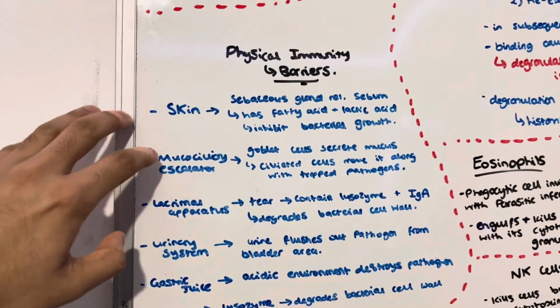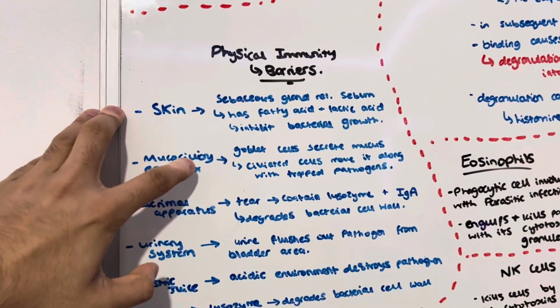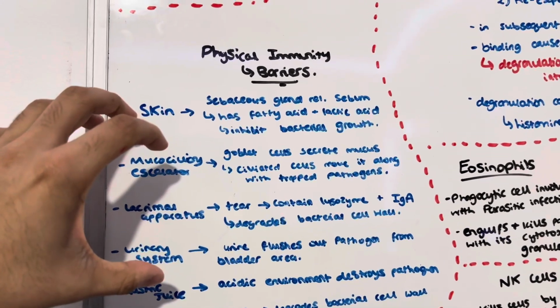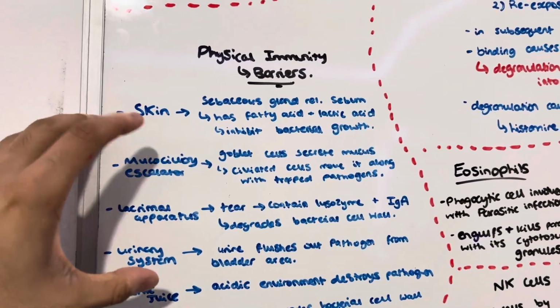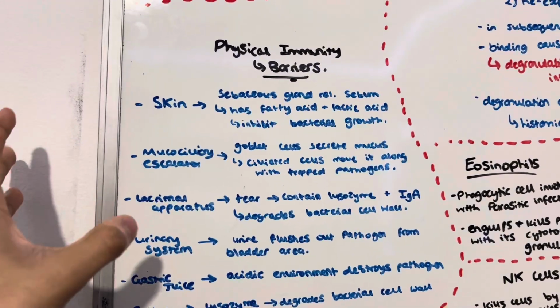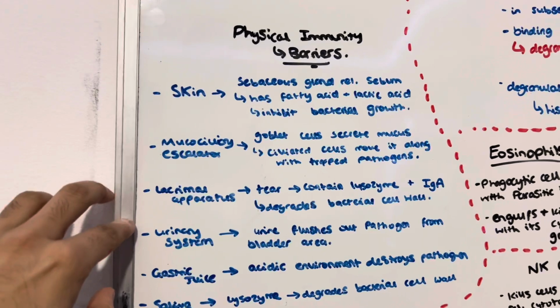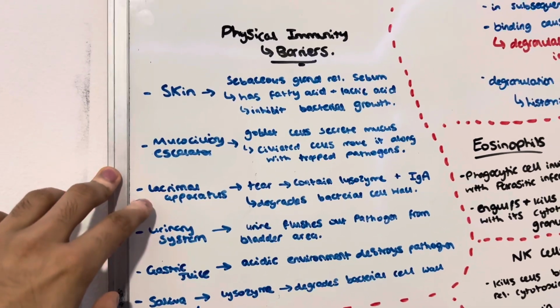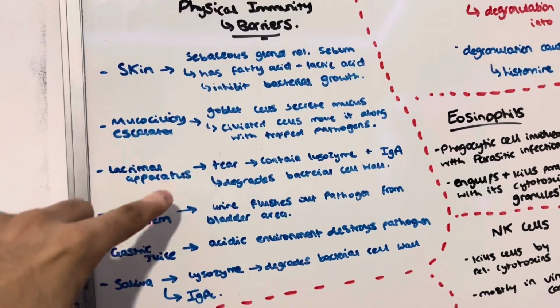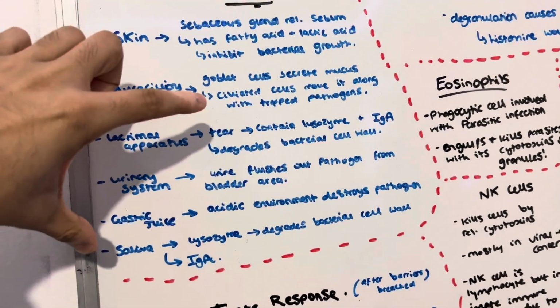Next thing will be our mucociliary escalator. So split the word down: mucus, ciliary, cilia. Our goblet cells would secrete mucus. The mucus would allow the pathogens to be trapped inside, and our ciliated cells would just waft this along, including the trapped pathogens. Next will be our lacrimal apparatus. I don't know if I butchered the name. This is involved with tears. Tears, similarly with saliva, so I'll talk about them at the same time.